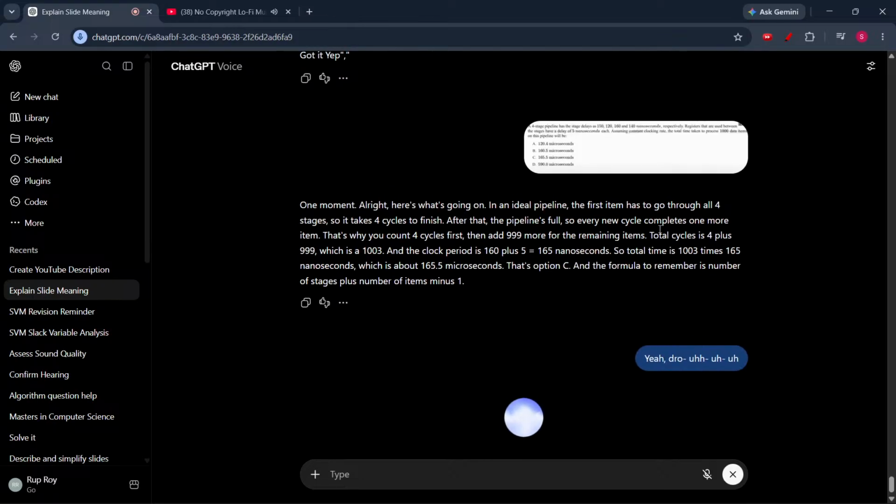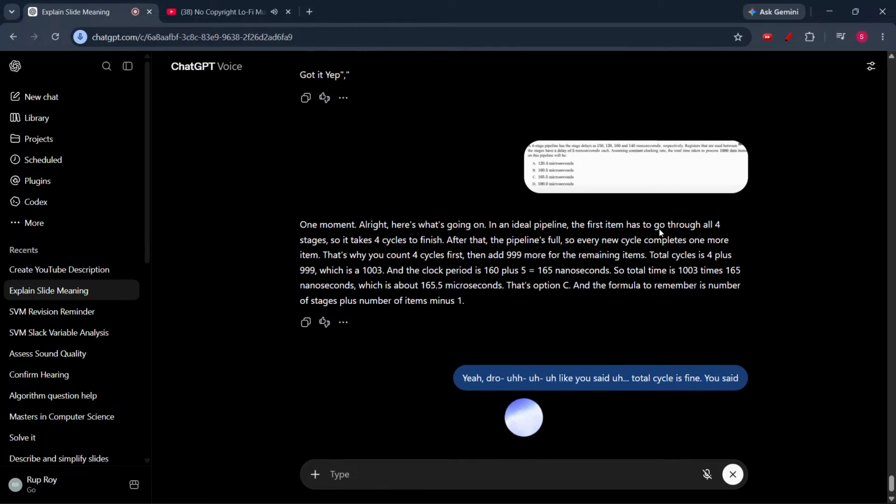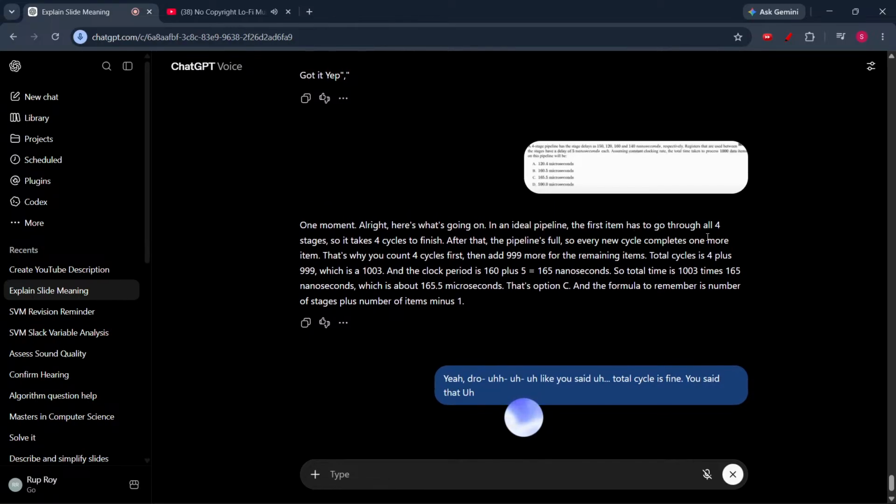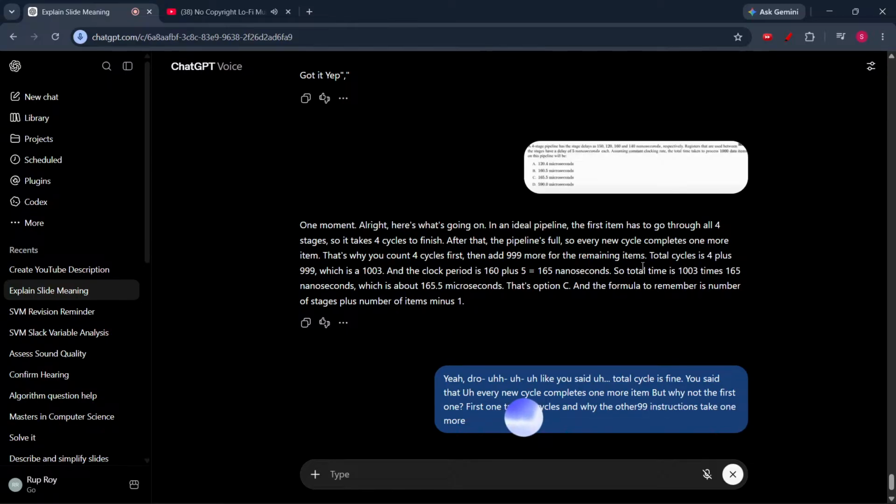Wait, like you said, total cycle is fine. You said that every new cycle completes 1 more item. But why not the first one? The first one takes 4 cycles, and why do the other 999 instructions take 1 new cycle each? Sorry, yeah, explain.